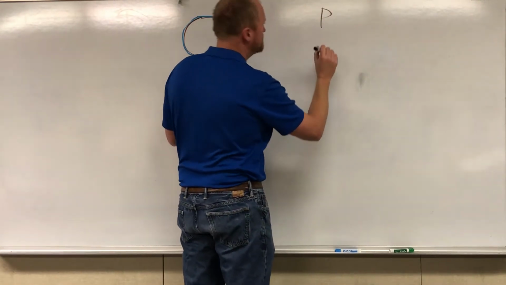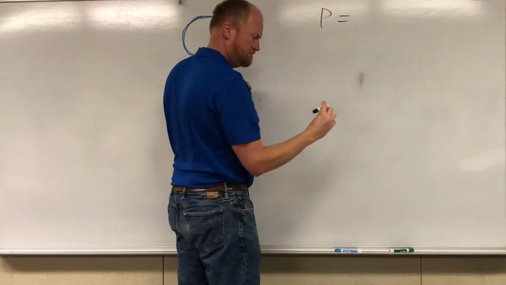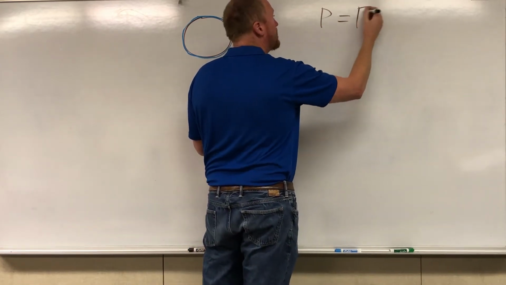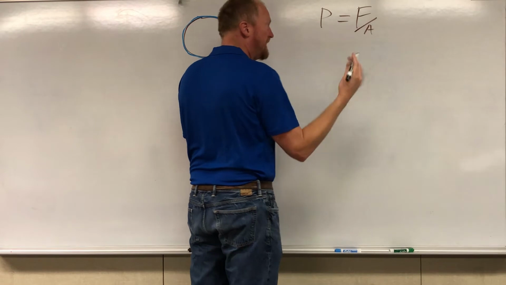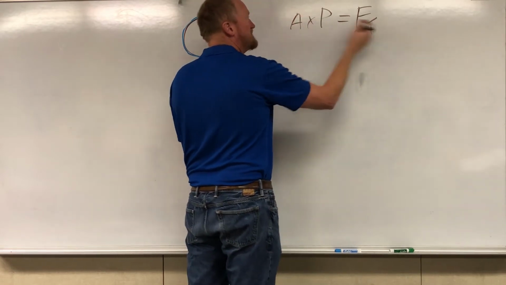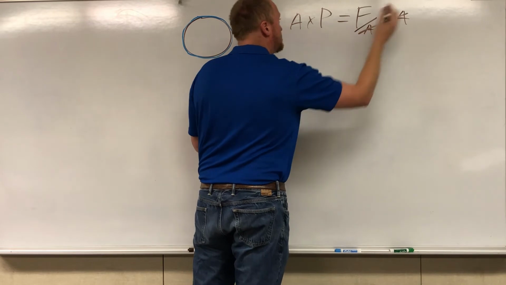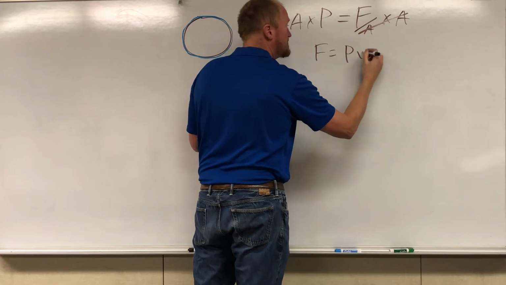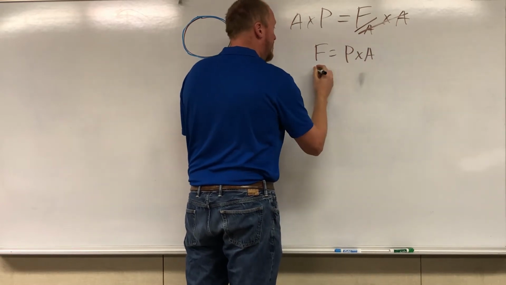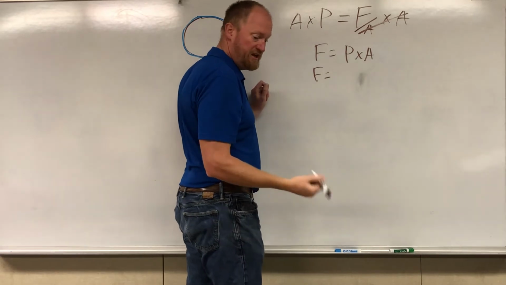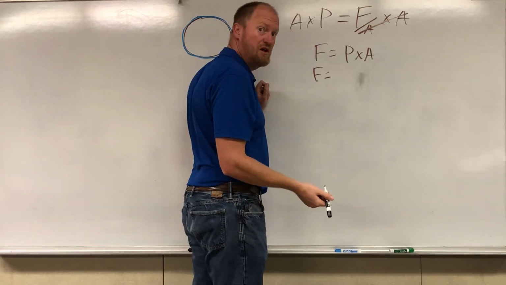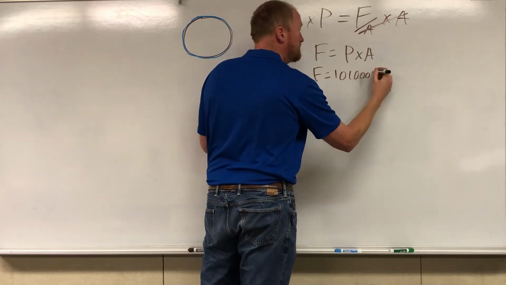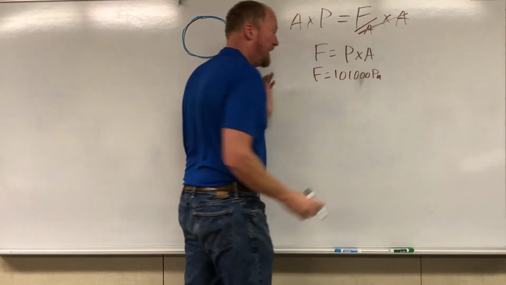Pressure is equal to force over area. Now I'm going to change this because I'm going to multiply both sides by area. So that cancels out, and we get force is equal to pressure times the area. Force is equal to, now pressure is 101 kilopascals. That's 101,000 Pa.